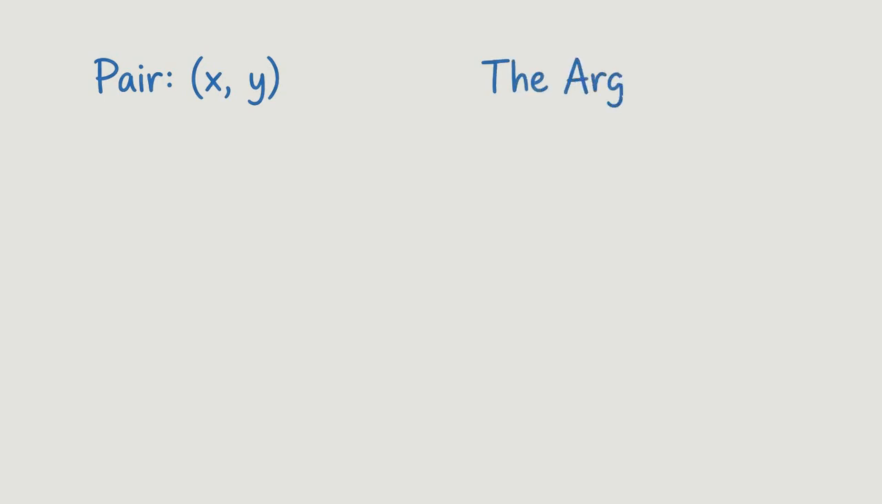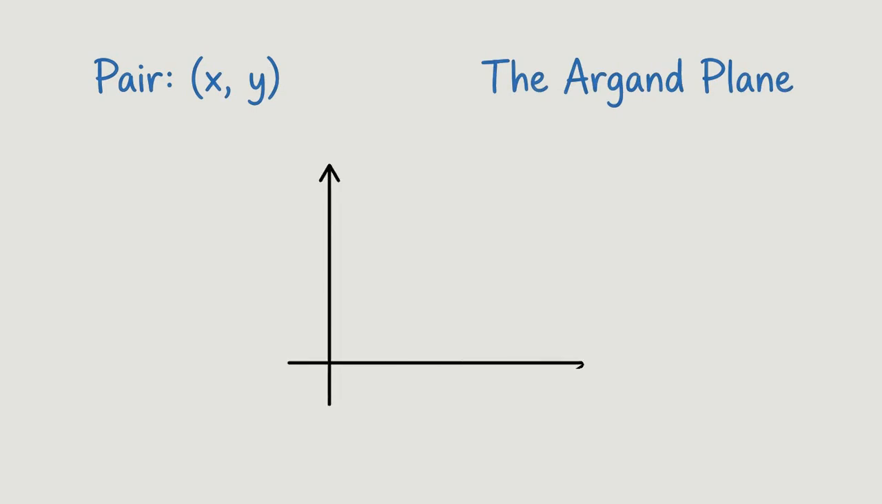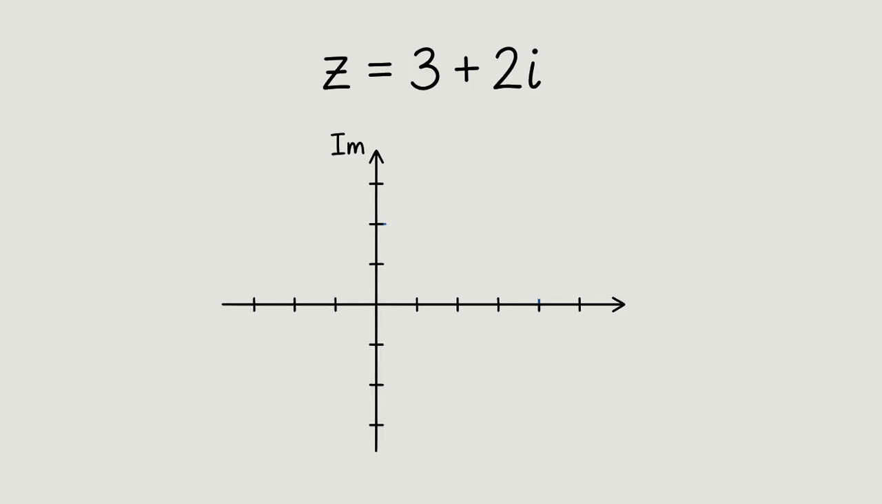To represent two numbers geometrically, we use two axes. This gives the Argand plane. The horizontal axis is the real axis, the vertical axis is the imaginary axis. The complex number x plus iy is plotted at the point with coordinates x, y. For example, z equals 3 plus 2i means move 3 units to the right and 2 units up. That point represents the complex number.